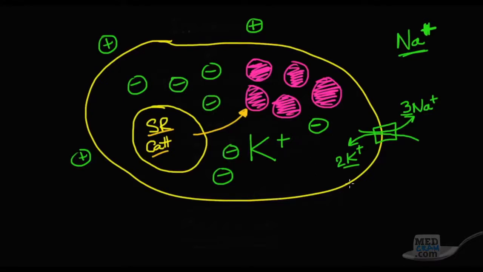Now, the other thing that's important to know is that the cell, while it is very impermeable to sodium, it is very permeable to potassium. And as a result of that, potassium leaks out somewhat. Now, as it leaks out, it's losing a positive charge, so that even makes it more negative. And as a result, you have a very negative resting potential on the inside of the cell.